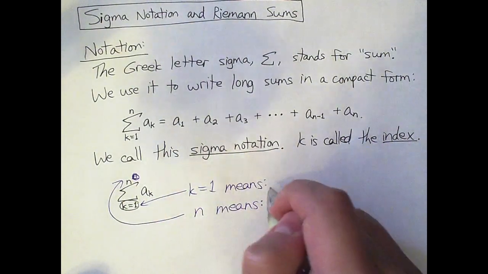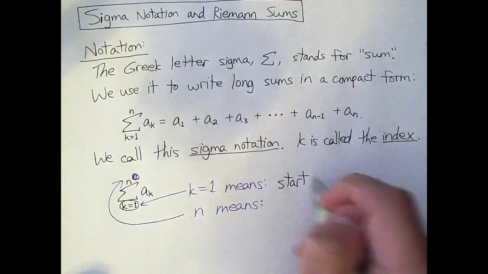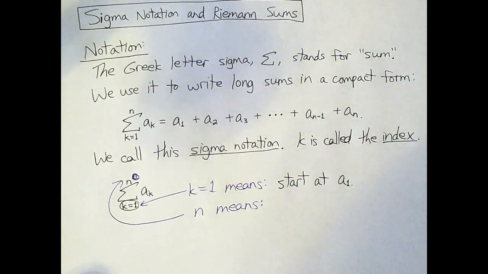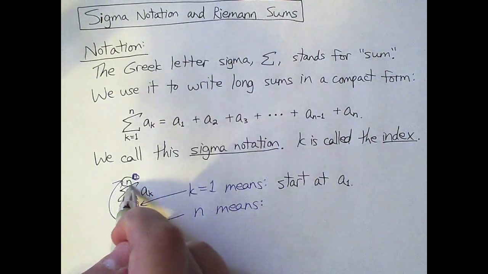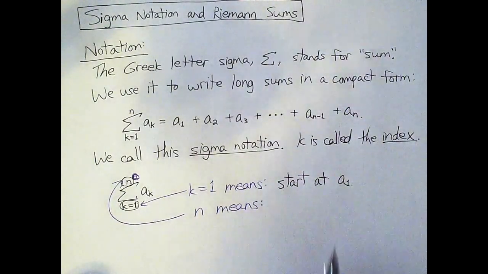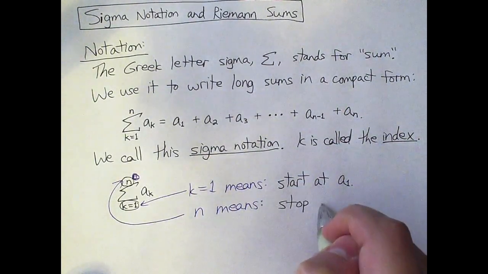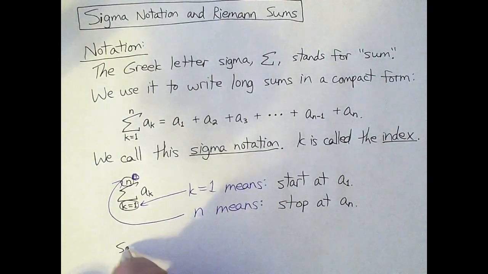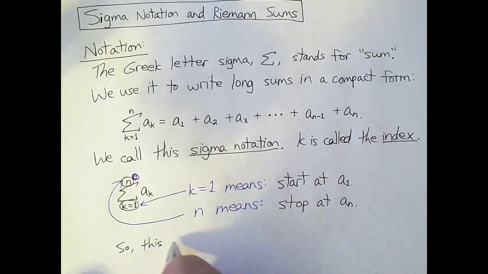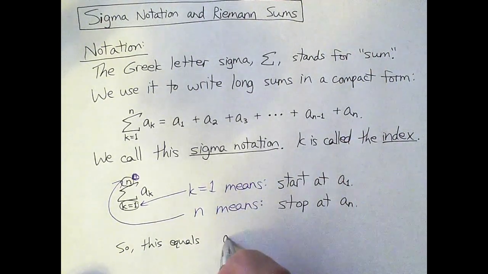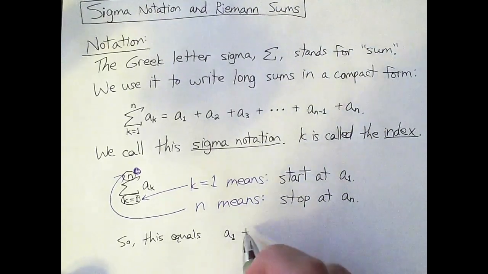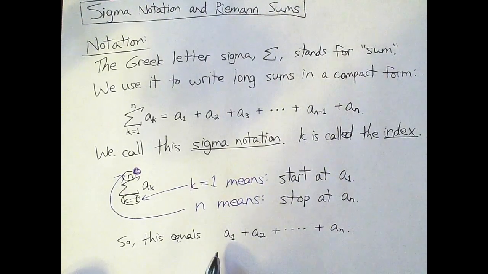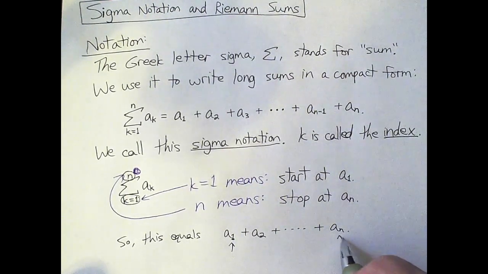And it means start at a1. And the n on top, which I usually look at last, it means stop at an. So that's why this equals a1, that's where we start, plus a2, plus ... all the way up to an. All right, so we start here and we stop here.